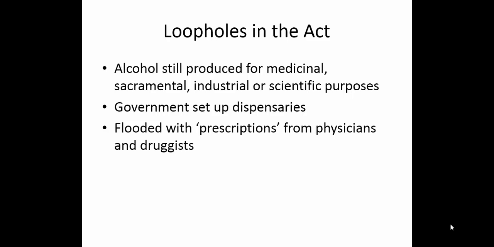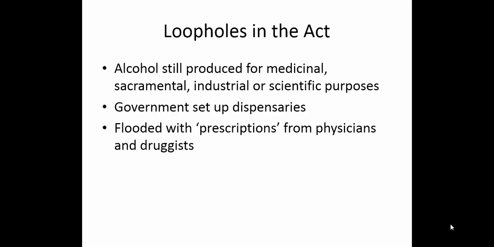Now there were loopholes in the act. Alcohol, not from wine, could still be produced for medicinal purposes, for sacramental purposes. Industrial alcohols were still being produced, or for scientific purposes. The government, in fact, went as far as setting up dispensaries in order to meet the demand for alcohol. But because, in particular, of the medicinal needs, you can imagine just how busy the physicians and druggists became with this unlimited number of new prescriptions from consumers who had every ailment under the sun.